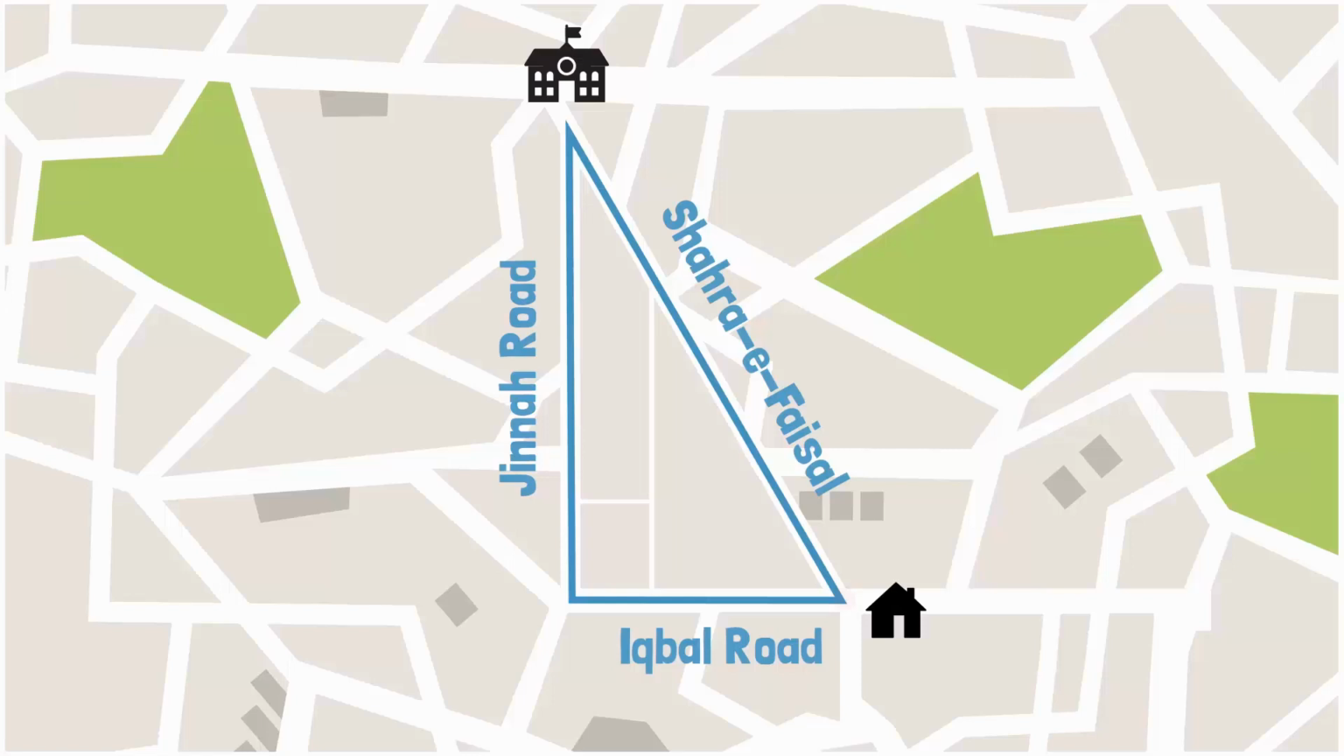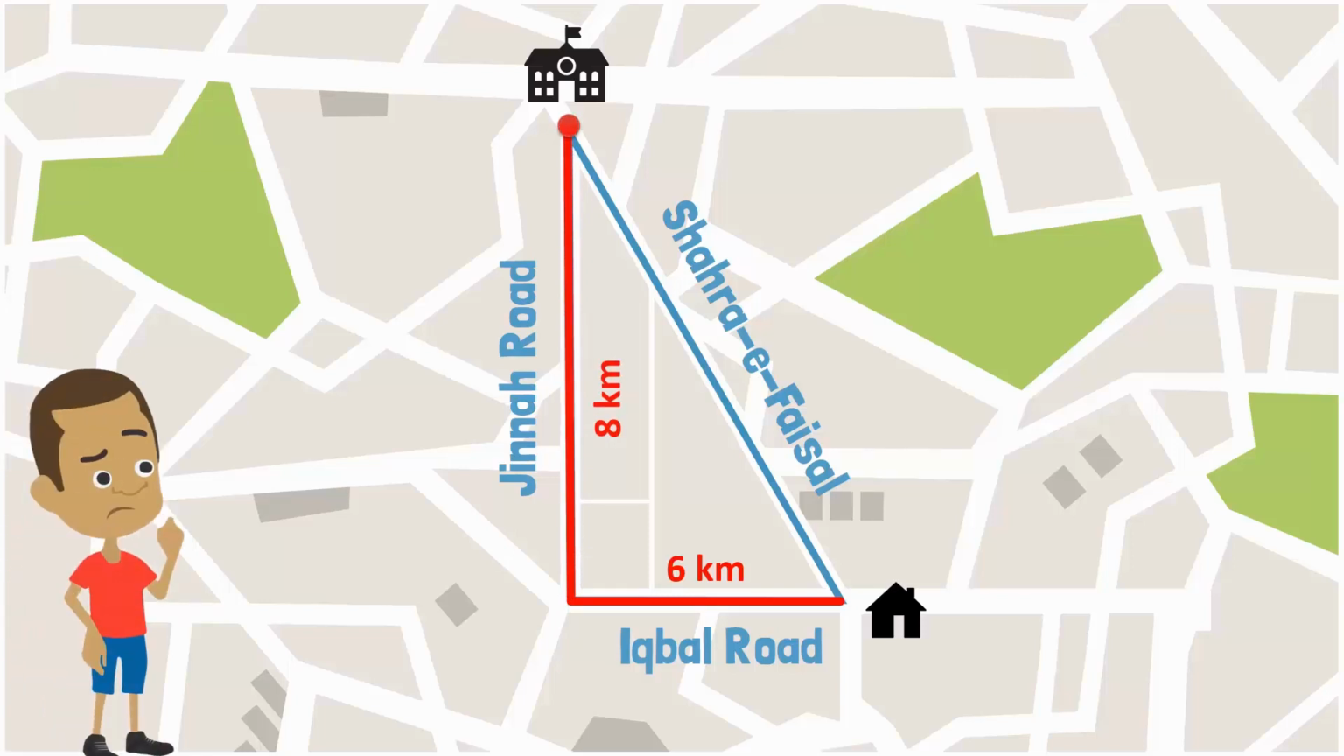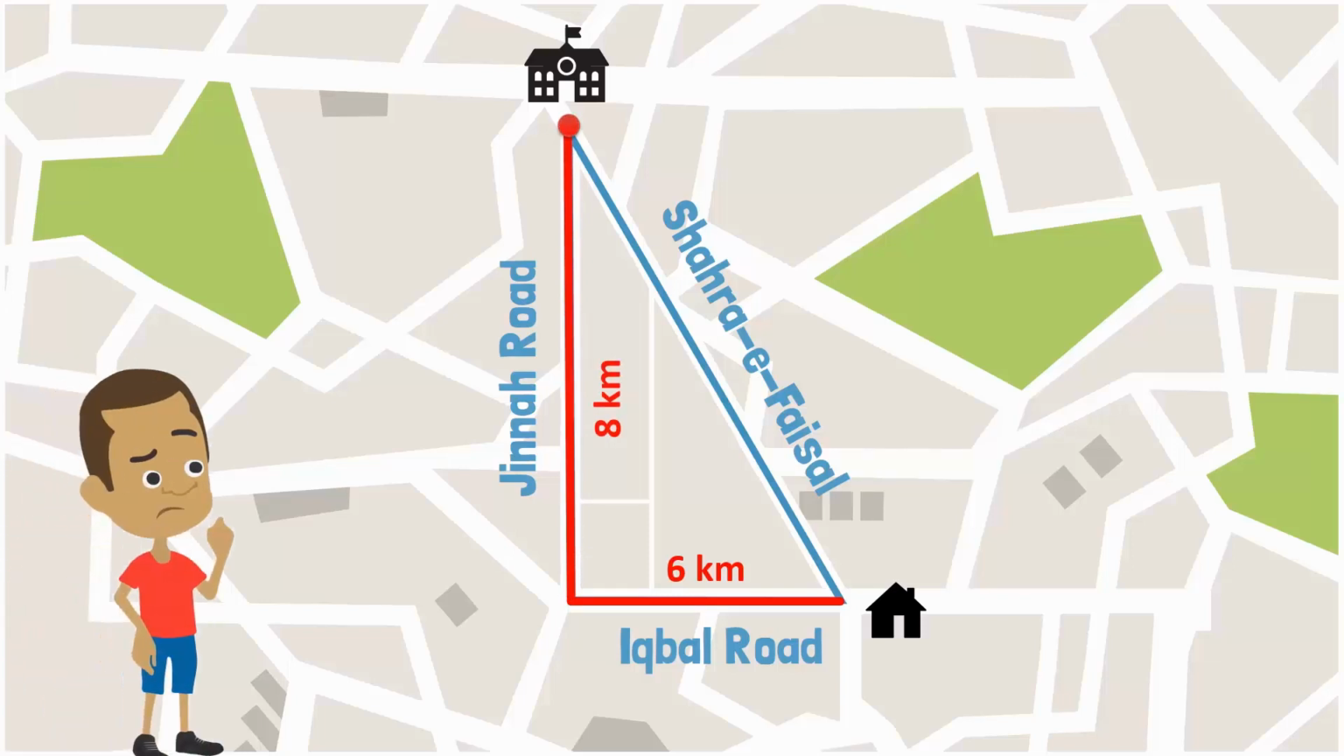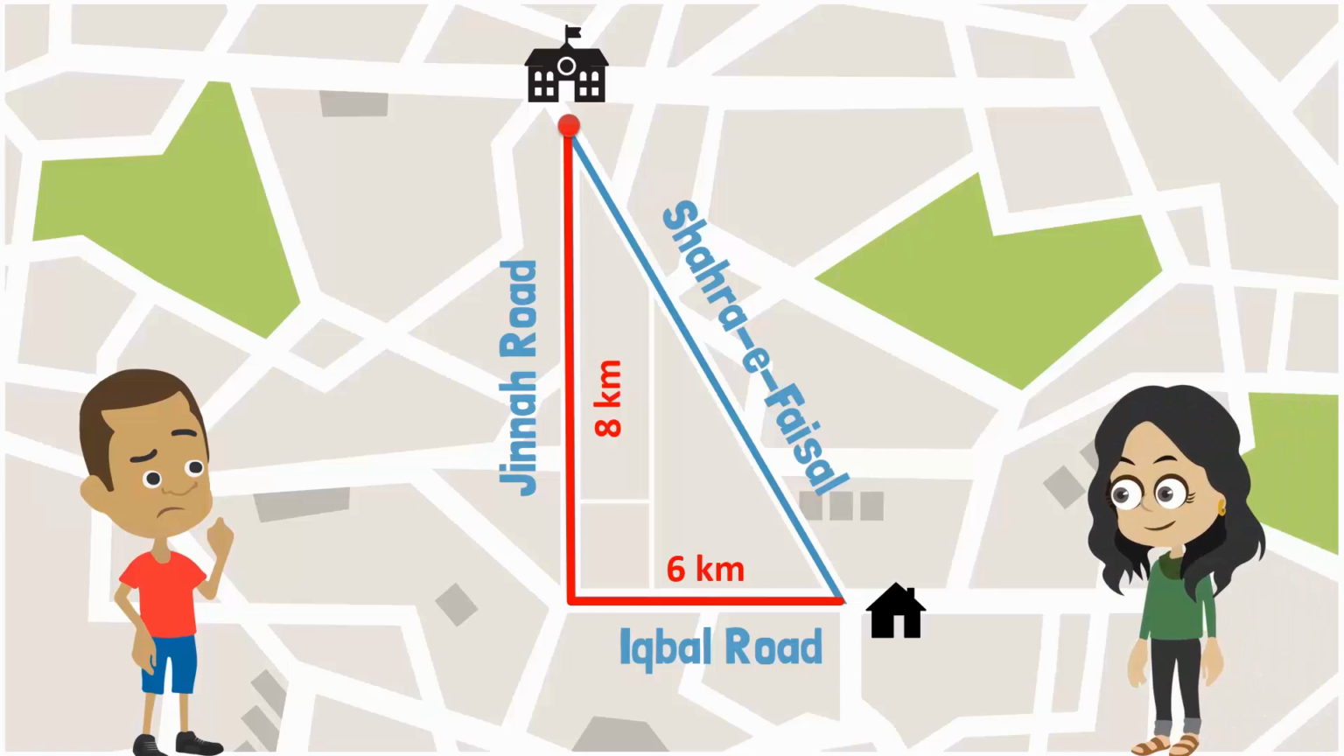Currently, Asif cycles from his house along Iqbal Road for 6 kilometers and then 8 kilometers up Jinnah Road to get to school. He thinks this is the shortest route he can take, but he still gets late every day. That's when Sarah came to the rescue.